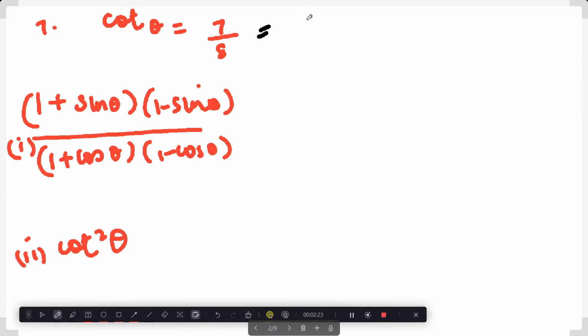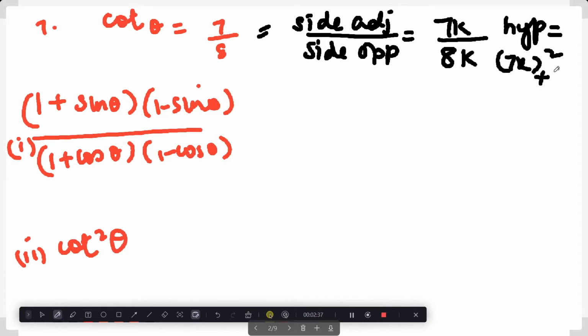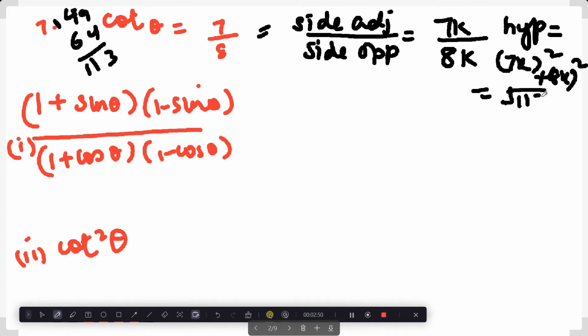So what is cot theta? Cot theta is side adjacent to theta upon side opposite. So let's assume it is 7k by 8k. So what will hypotenuse be? It will be root of 7k square plus 8k square, right? Which is what? 49 plus 64. Root 113k.